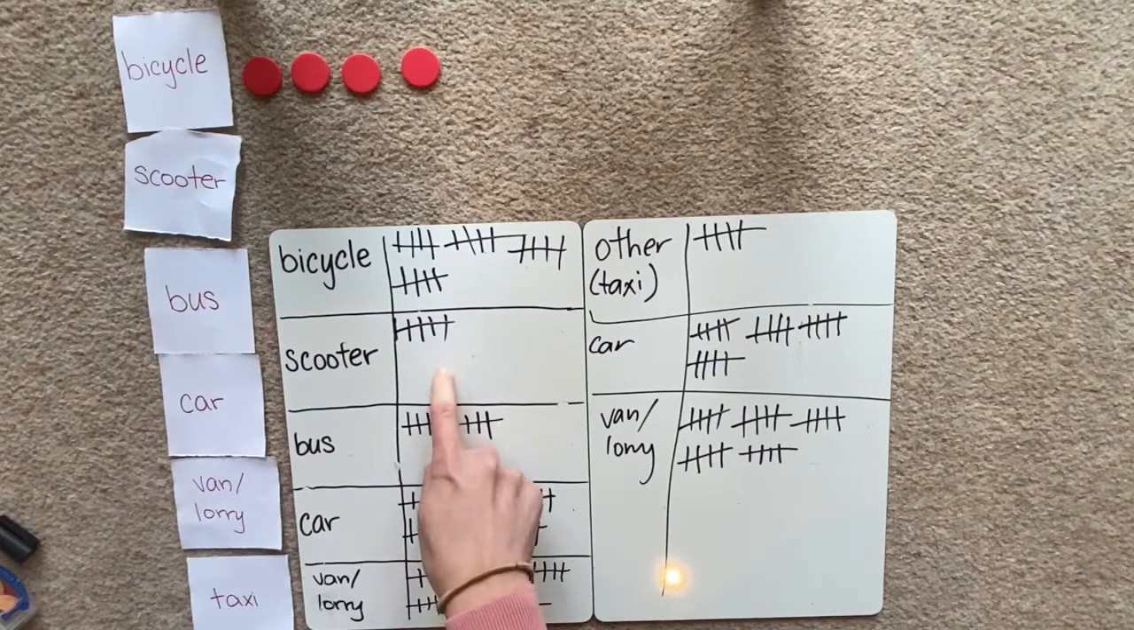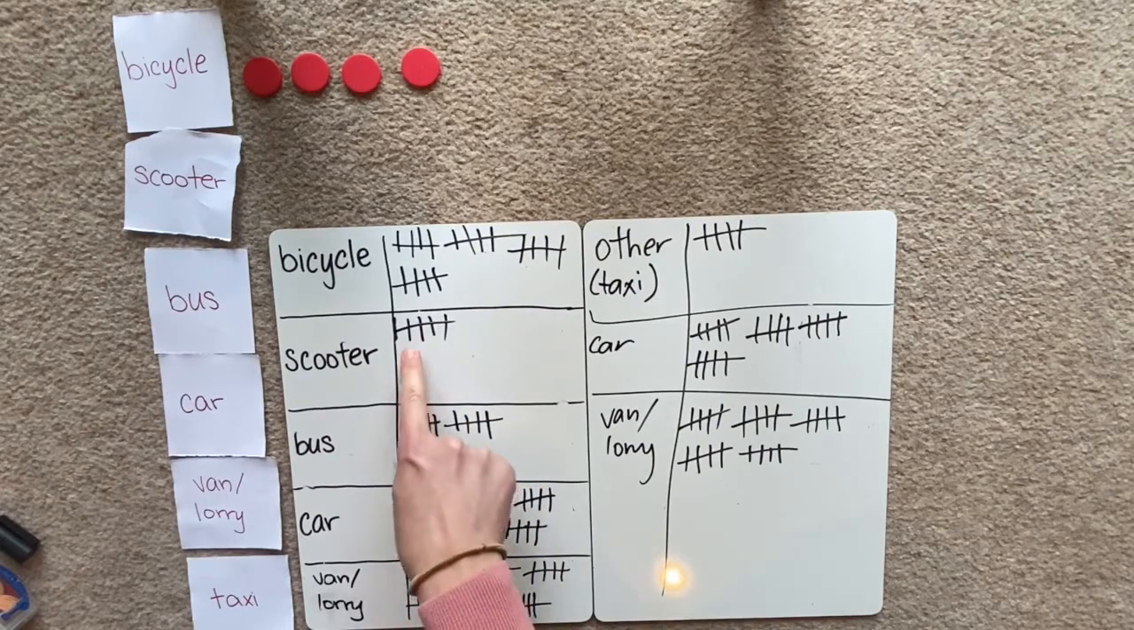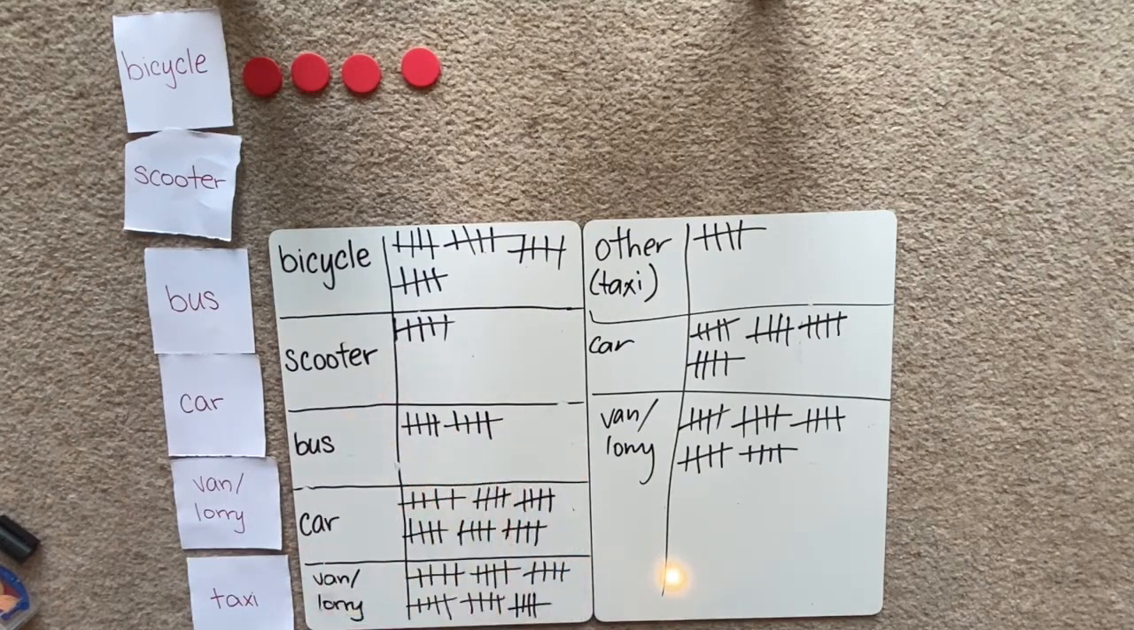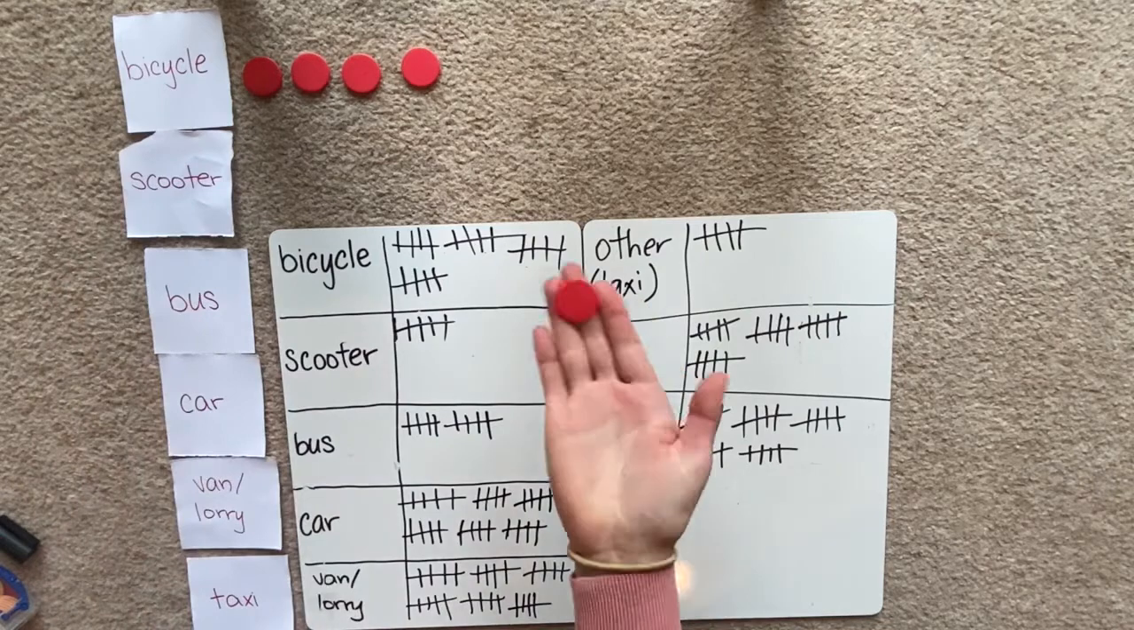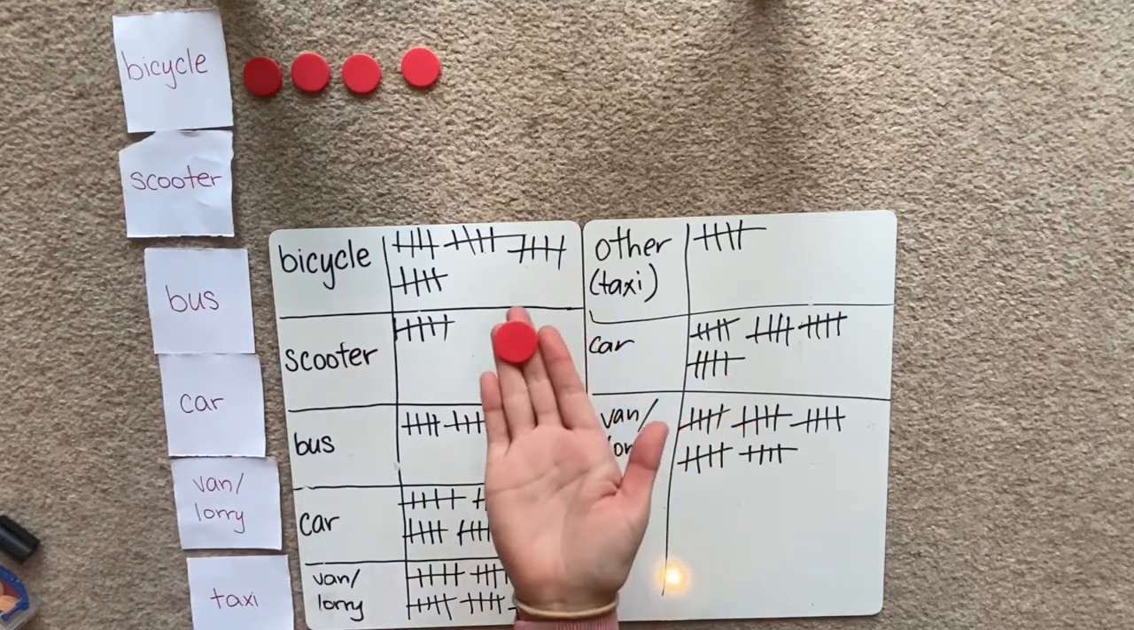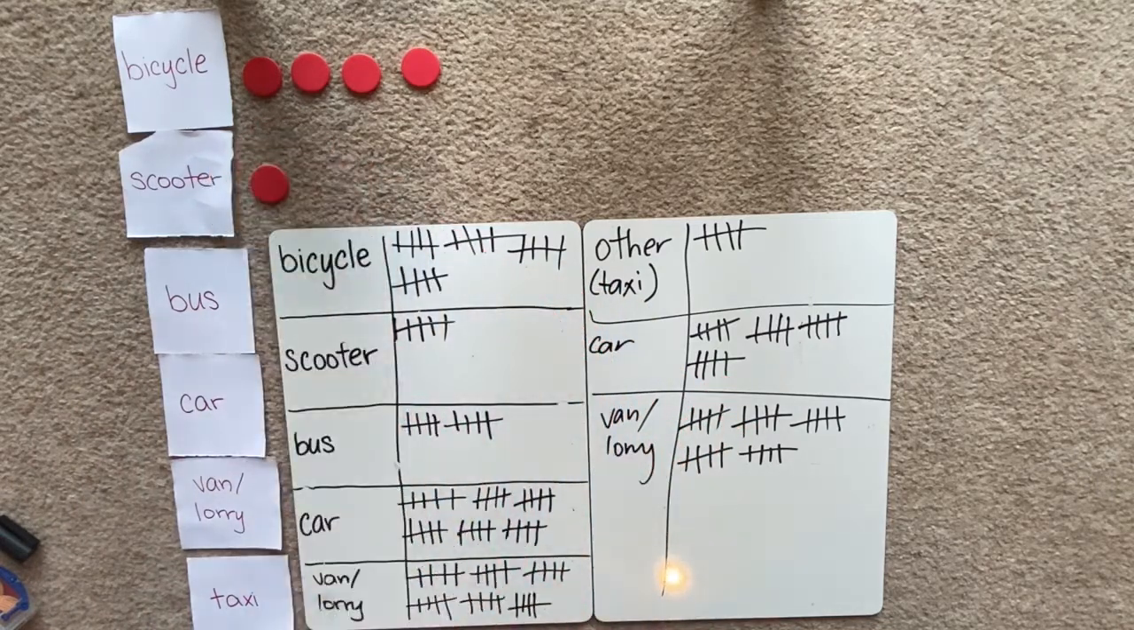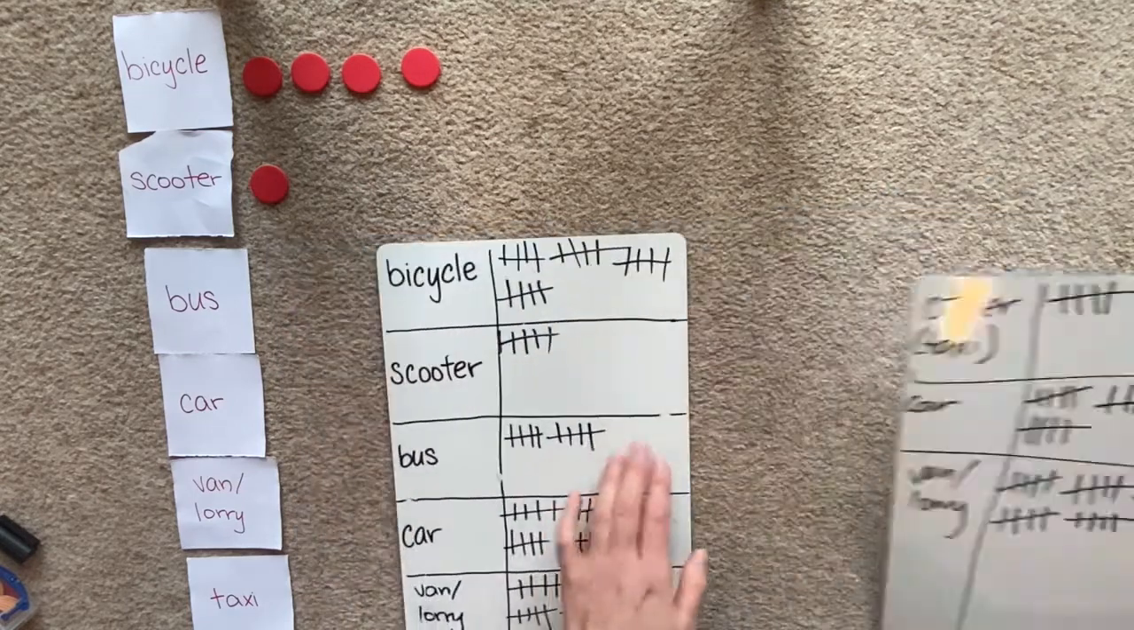Okay, now let's do scooter. I saw 5 scooters. Remember, these are the moped kinds, not the push kinds that you guys have. So I saw 5, and we're using 1 dot to represent 5. So I just need 1. So I'm going to put that there. I'm going to move these out of the way now.